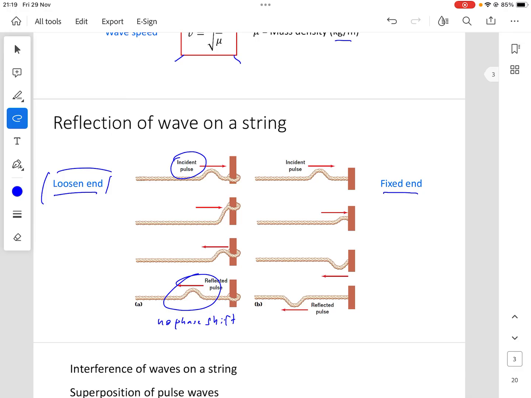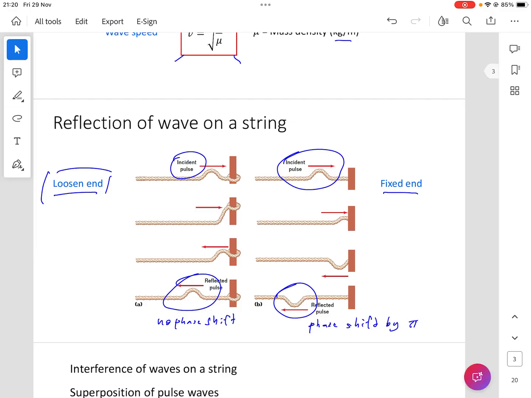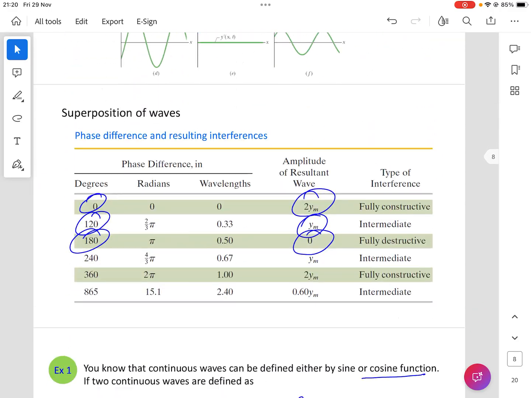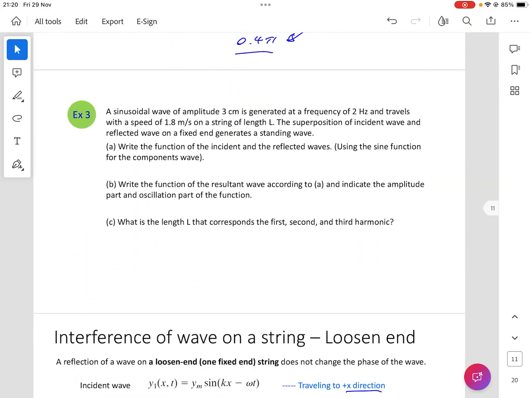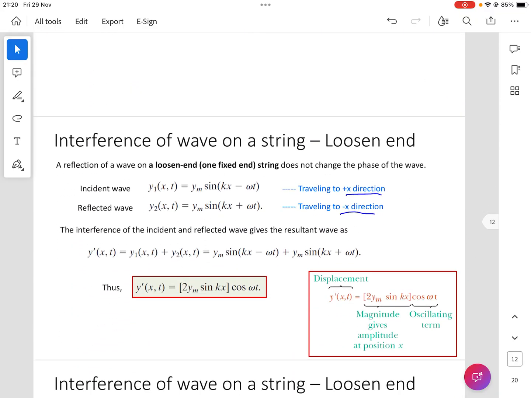But for the fixed end, you get the incident pulse moving to the right and the reflected pulse moving to the left, but you see that the phase of the reflected pulse is shifted. So I can say it's phase shifted by pi radians, or you get the opposite phase. That is important for the next part that we're going to talk about.